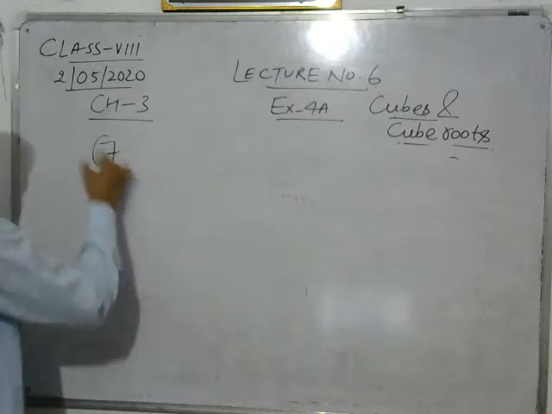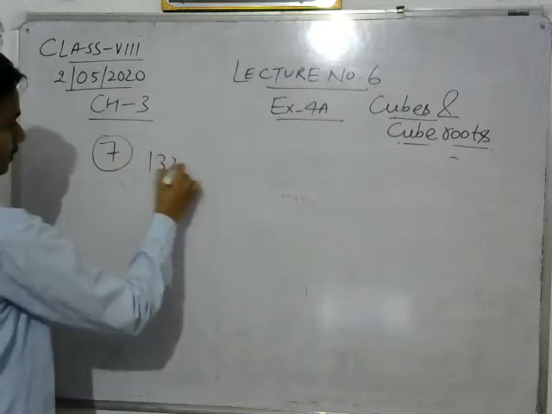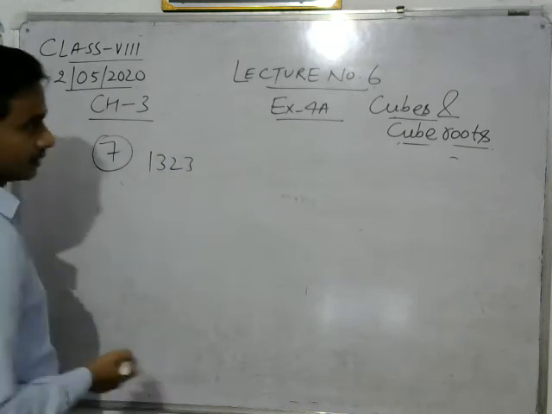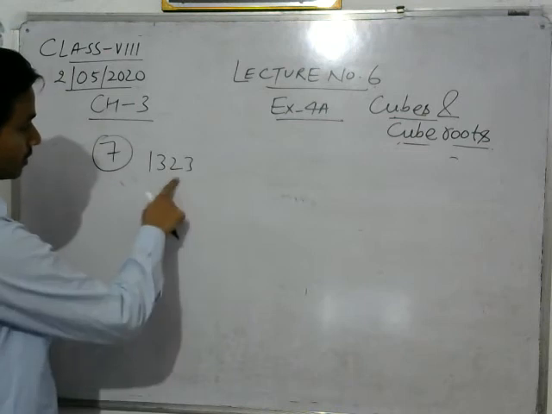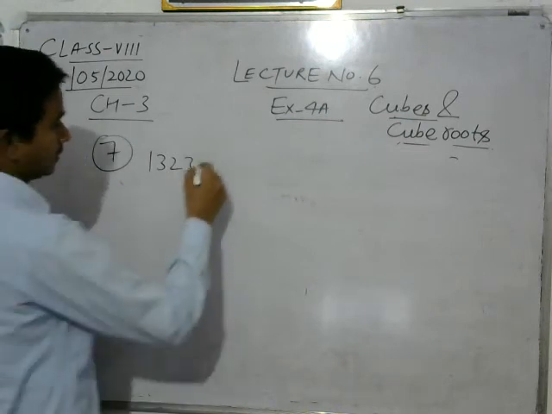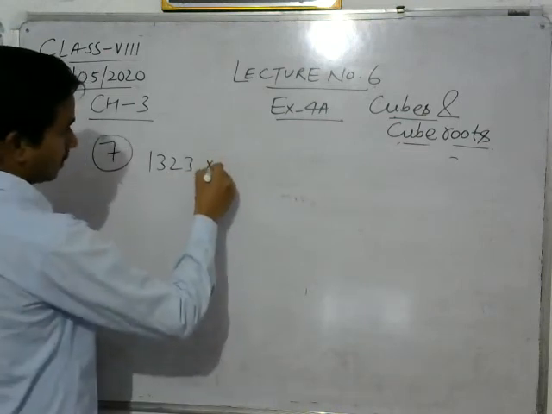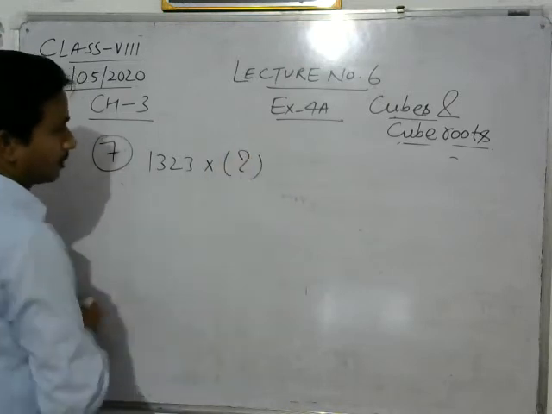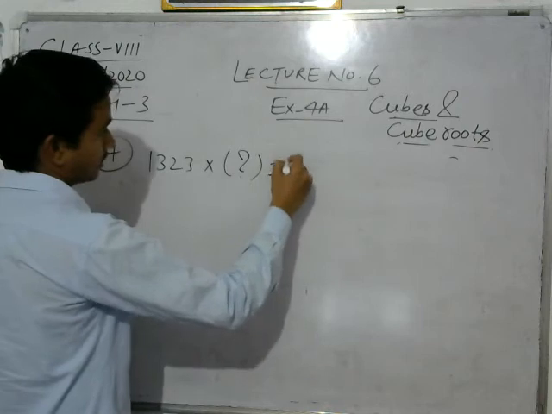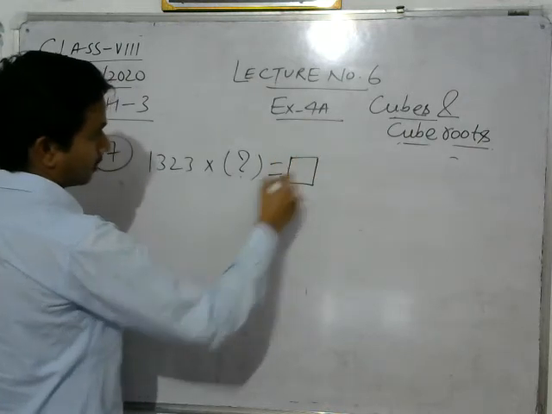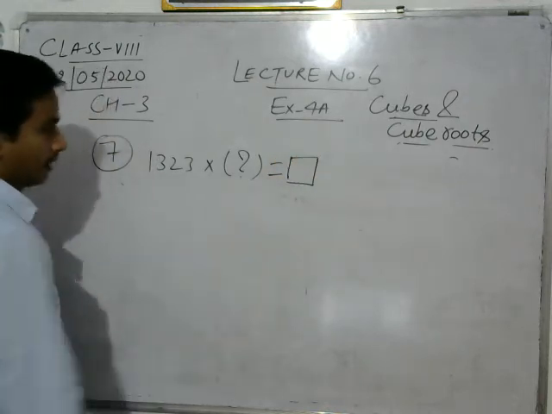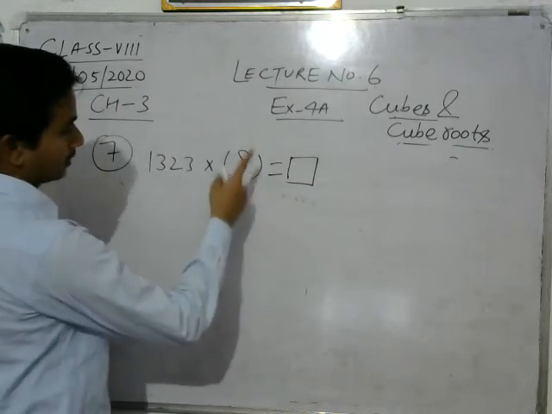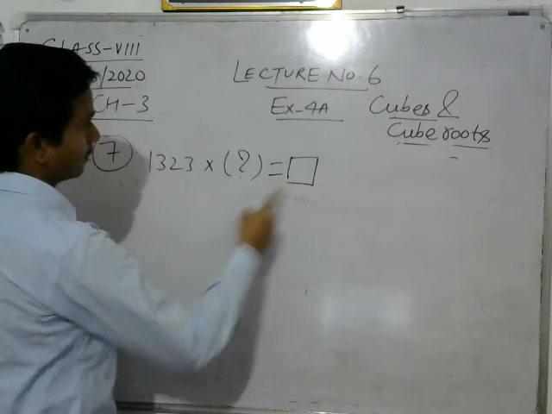Question number 7, 1323. The question is saying: by what smallest number should 1323 be multiplied so that the product, the new number, will be a perfect cube?